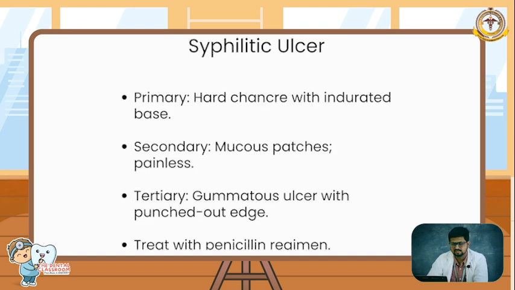Syphilitic ulcers are primary, secondary and tertiary. Primary is a hard chancre with an indurated base. In secondary syphilitic ulcer, there will be mucous patches, which are painless. Tertiary syphilitic ulcers are gummatous ulcers with punched out edges, treated with penicillin regimens.